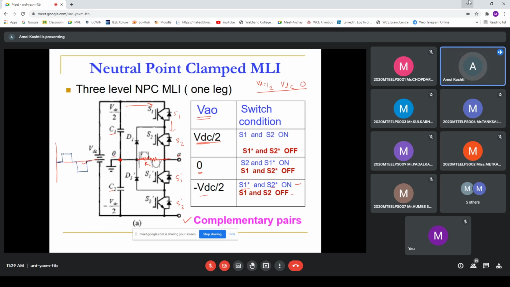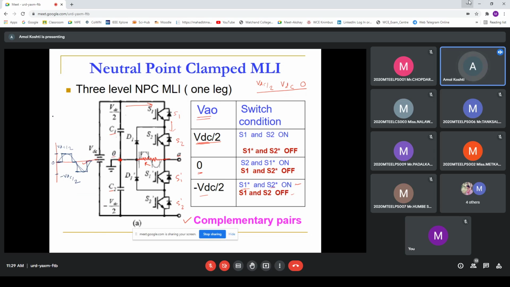This level is VDC by 2, this is 0 and this is minus VDC by 2. So in this way we call it a 3 level inverter. This is only one leg we have discussed. Once we connect the filter at this end, this will be turned into a sinusoidal waveform in this way. In this way the sine is produced once we connect this.